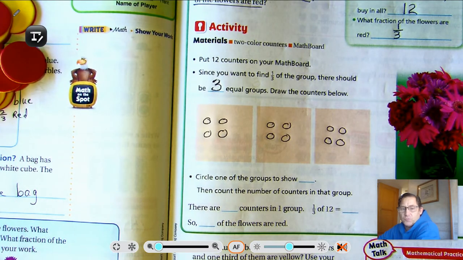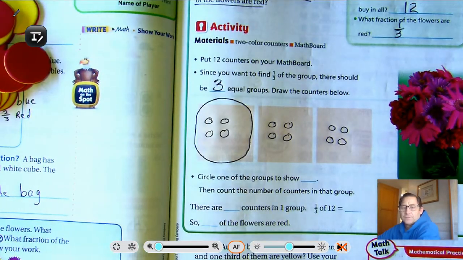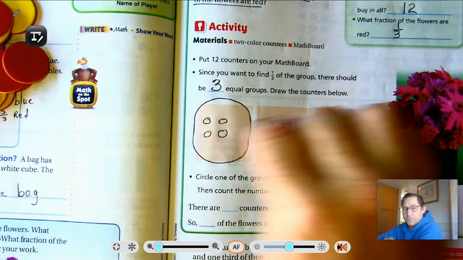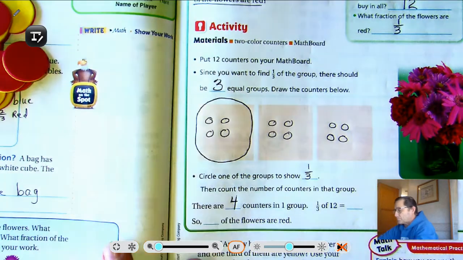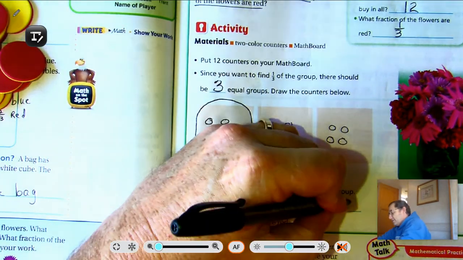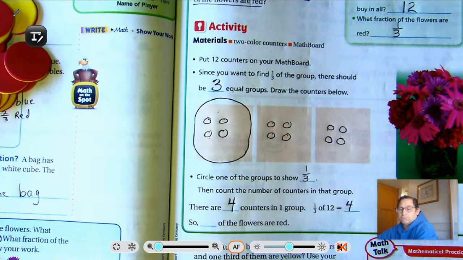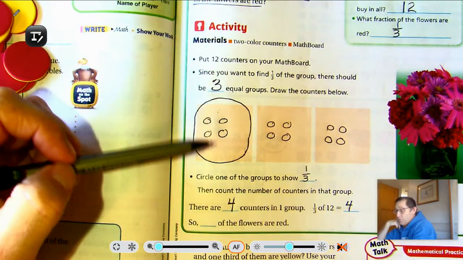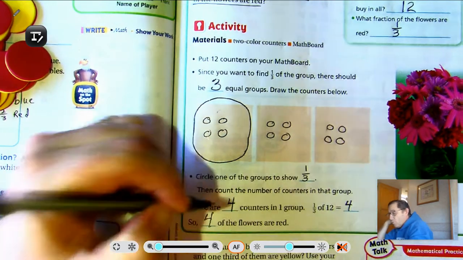We have three equal groups. Circle one of the groups. That shows 1/3. Okay, there's three groups. We're only counting one of the groups. And count the number of counters in that group. So there are how many counters in one group? There's four. So 1/3 of 12 is four. So we could say that we're going to have four reds and eight yellows, because each of the groups has four. And so if 1/3 of the group, hypothetically this whole group would have to be red. So four of the flowers are red.